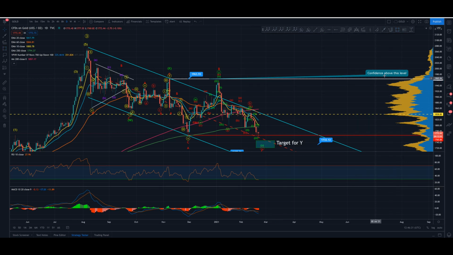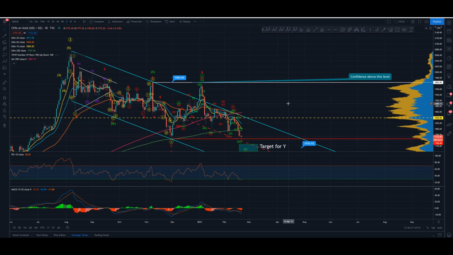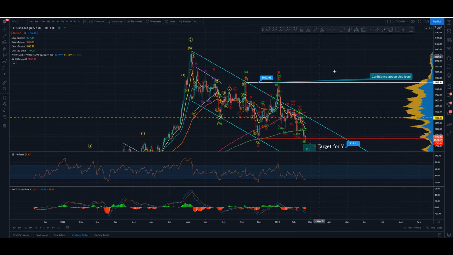Confidence above this level, I've been saying that for months. Once we take out this WX pivot, and we see a 5-wave structure coming out of here, like I said, we could come out of here in a hurry. Once we start seeing something like this coming out, and we get above this level, yeah, I'd be getting in big time. Because I think at that point we've got one last run up.